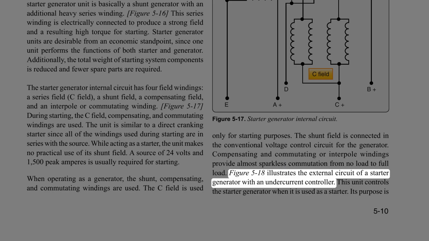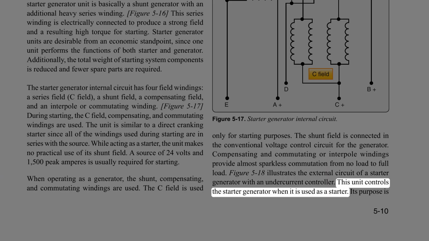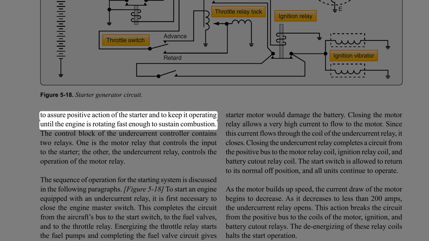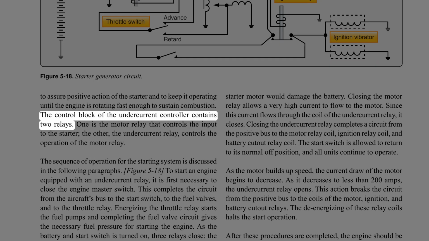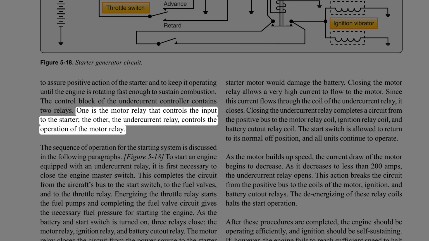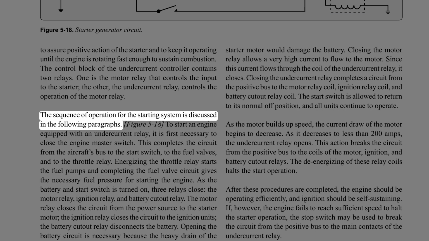Figure 5-18 illustrates the external circuit of a starter generator with an undercurrent controller. This unit controls the starter generator when it is used as a starter. Its purpose is to assure positive action of the starter and to keep it operating until the engine is rotating fast enough to sustain combustion. The control block of the undercurrent controller contains 2 relays. One is the motor relay that controls the input to the starter. The other, the undercurrent relay, controls the operation of the motor relay. The sequence of operation for the starting system is discussed in the following paragraphs.